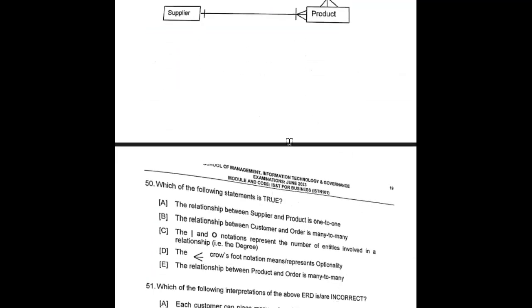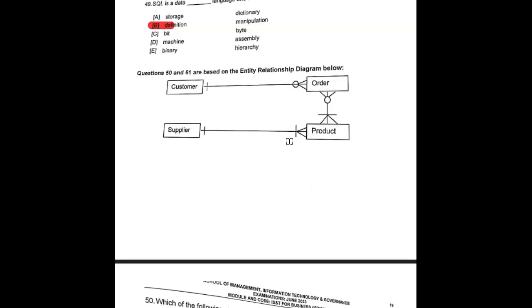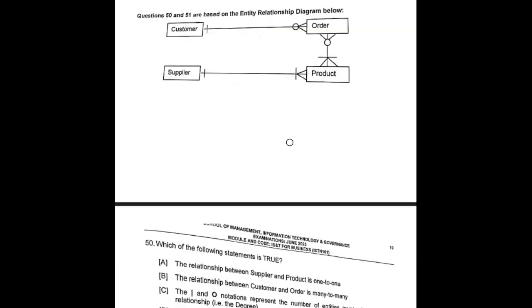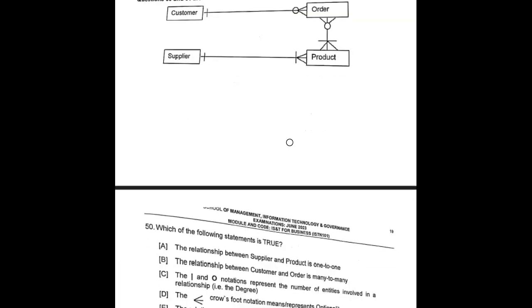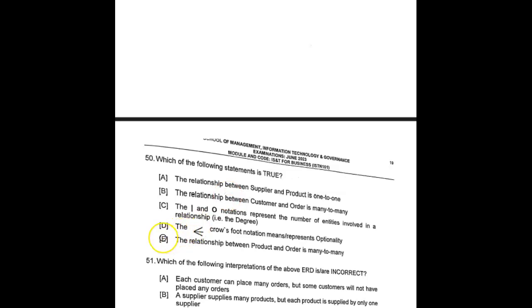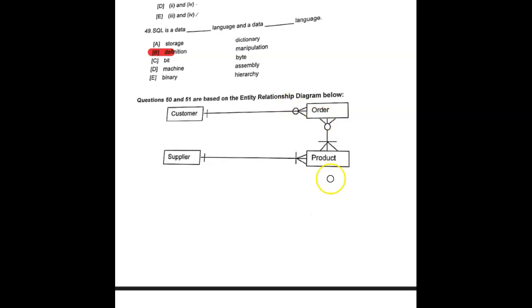So which of the following statements is true? Now, when looking at it, let's see. I can already tell you the answer will be E. The relationship of product and order is many to many. Why? You see how product and order has many lines joining to it? That's many to many. Now you may ask, what are these circles?